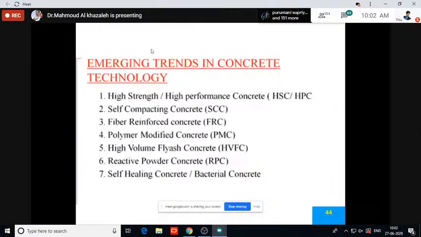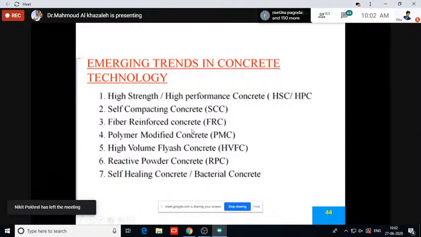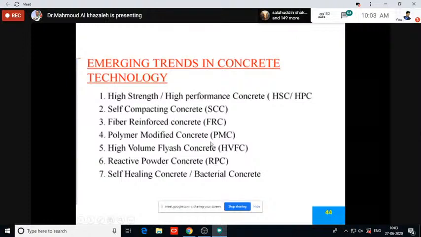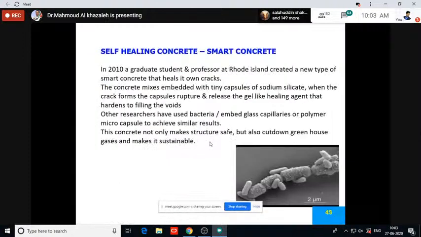And I can say there is one very important point here: the recent trends in concrete technology, and this will help construction technology, while concrete is the main parameter in construction technology. We can say that high strength, high performance concrete is used: self-compacting concrete, fiber concrete, reinforced concrete, polymers, high volume fly ash used today, reactive powder concrete, and self-healing concrete, with bacteria used in the concrete.